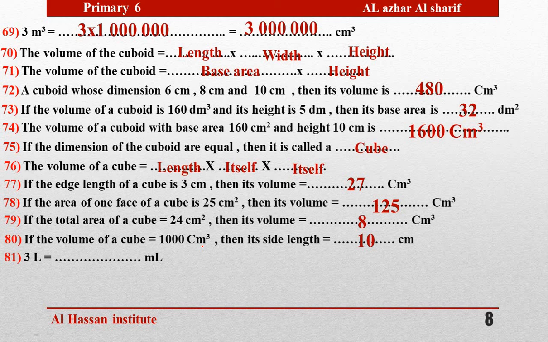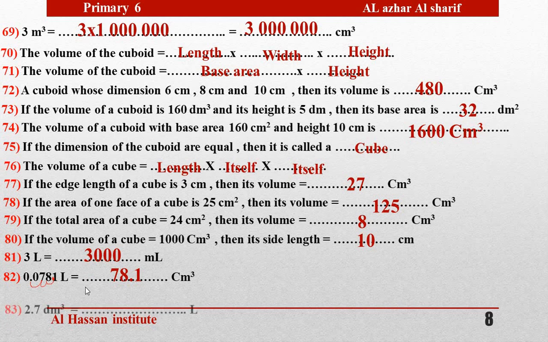3 liter equals blank milliliter. To convert from liter to milliliter, times by 1000. So 3 times 1000 equals 3000. 0.0781 liter equals blank centimeter cube. Also, from liter to centimeter cube, we times by 1000. So move the decimal point 3 decimal places. 1, 2, 3. The decimal point becomes after the 8, so the number is 78.1.